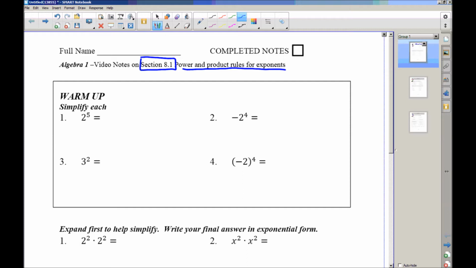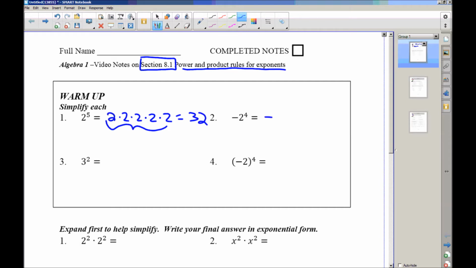So remember, 2 to the 5th power does not mean 2 times 5. It means 2 times itself 5 times. And you do not have to expand this, but I'm just showing you where it comes from. So 2 to the 5th power actually works out to 32. All right, so negative 2 to the 4th power.